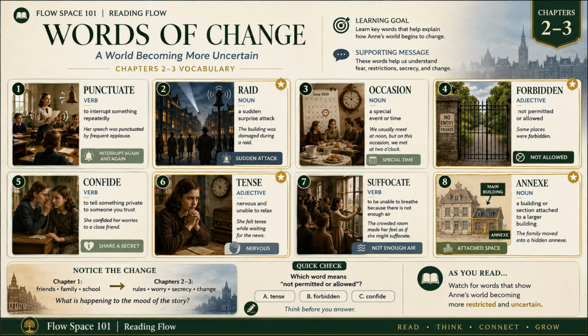Now notice what is happening to the vocabulary. In chapter 1, we talked about friends, personality, family, and school. Now we are seeing words connected to rules, worry, secrecy, and change. Ask yourself, what is happening to the mood of the story? Quick check. Which word means not permitted or allowed? Tense, forbidden, or confide? As you read, watch for words that show Anne's world becoming more restricted and uncertain.